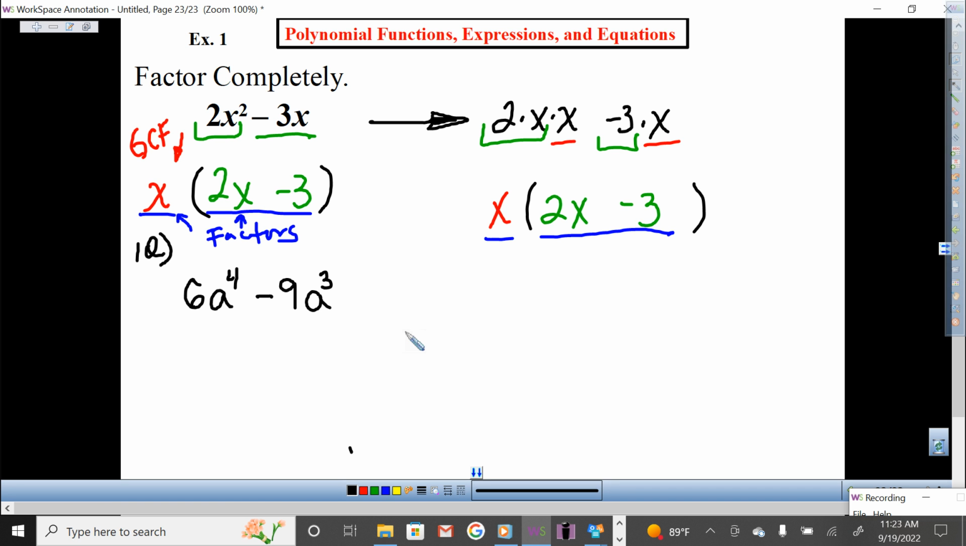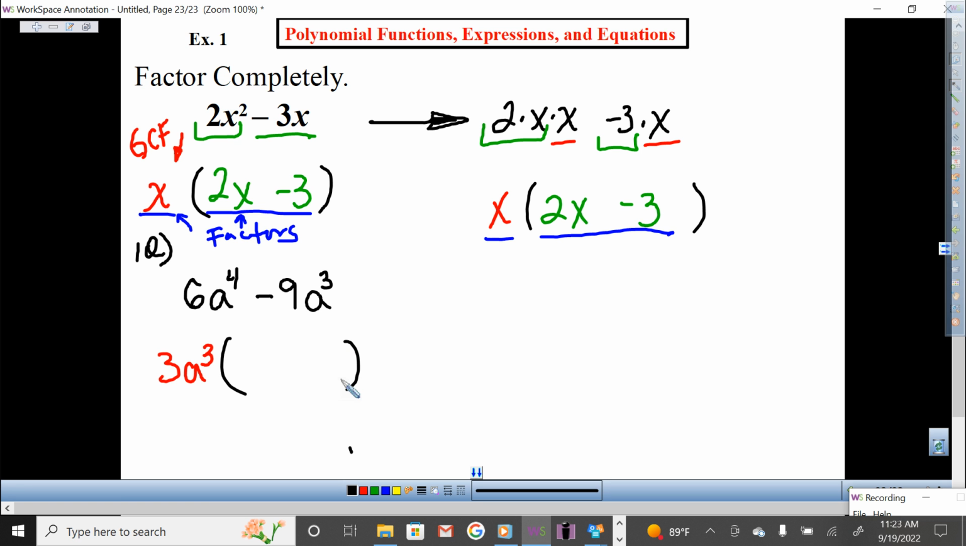What's the first thing that we said we were going to check for? Standard form. Is it in standard form? Yes. What's the second thing we check for? GCF. So start with the numbers first. Is there a number that divides 6 and divides negative 9? Tell me what that is, please. Okay, so far we got the number. Is there a variable that both of them have? Yes, a. Up to what power? Up to the 3rd power. Both of them have at least to the 3rd power, okay.